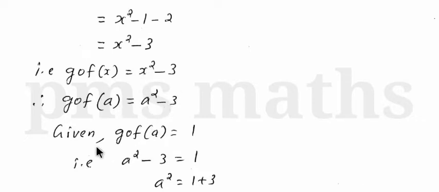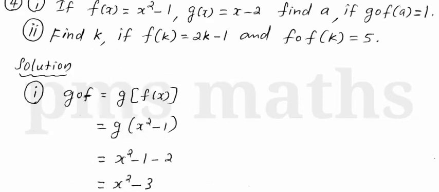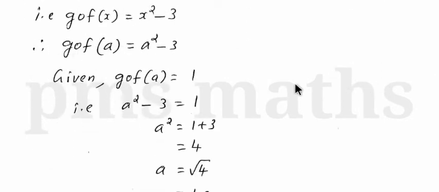Then take the given equation. What is given? Given equation is g of f of a is equal to 1 in our question. That equation can be taken here. Then substitute the value of g of f of a. What is g of f of a? A square minus 3. That value can be substituted here. Right side value 1. Then simplify.